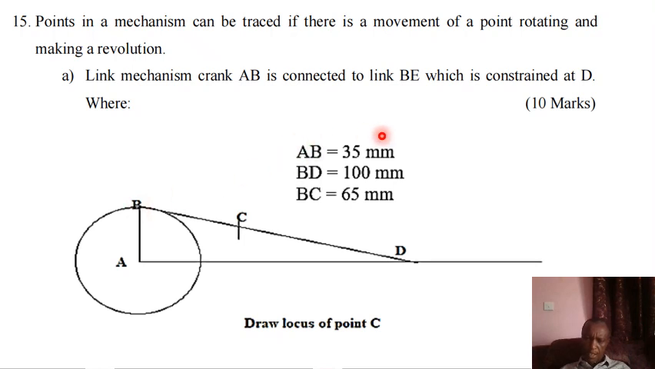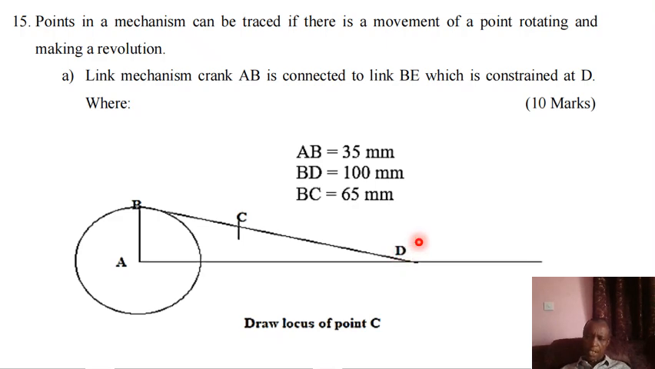Here is given as 35. Then we have is connected to link BE. So we can see this is the link BD, which is indicated here as BE. So we can simply change this to BD, link BD, which is constrained. It is constrained at D. What do we mean by being constrained? It cannot move. It cannot move, but that's not the case.